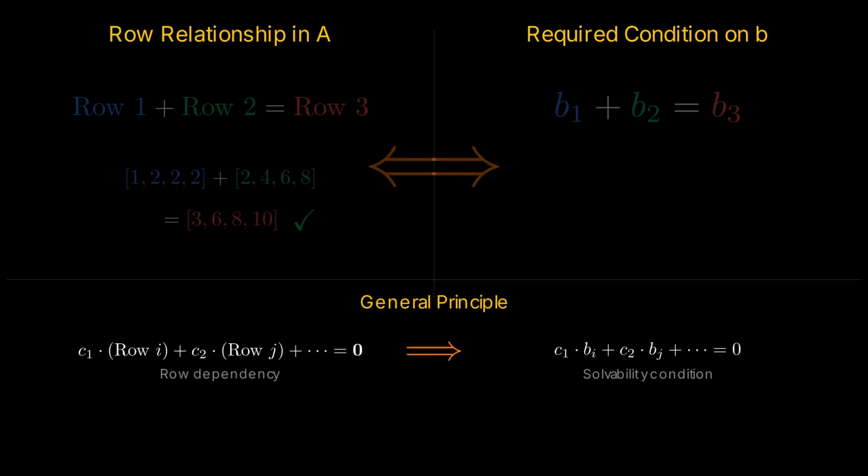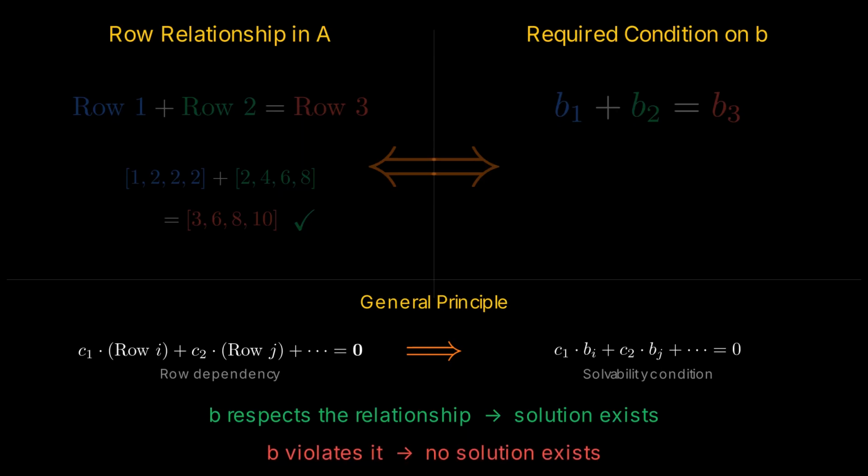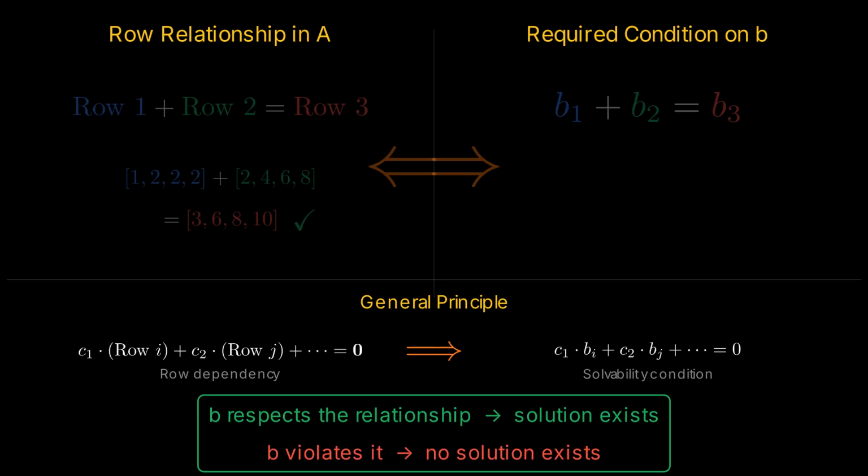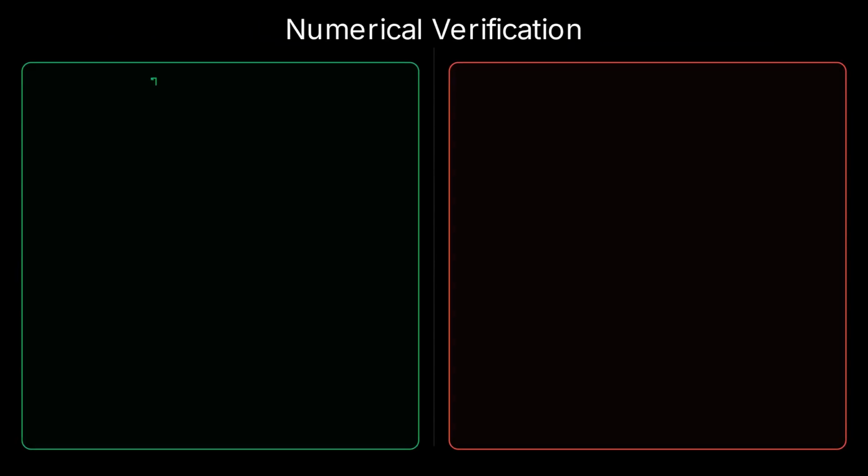The rows carry a constraint and B must obey it. If B respects the relationship, the system has a solution. If B violates it, no solution exists, no matter how many unknowns you have. Let's test this condition with actual numbers.